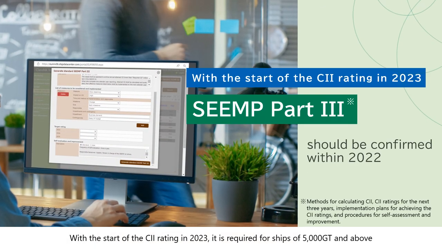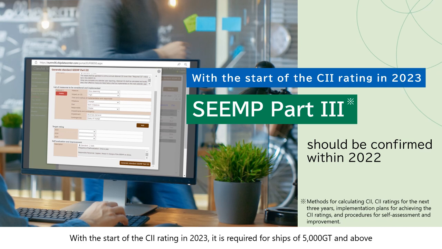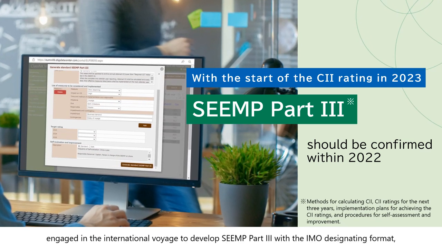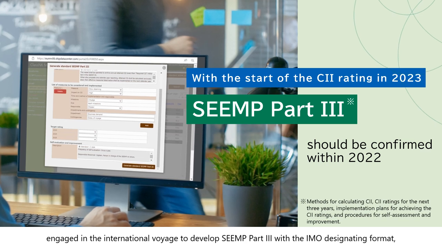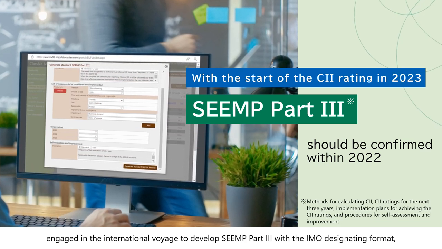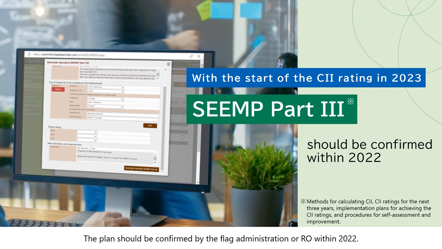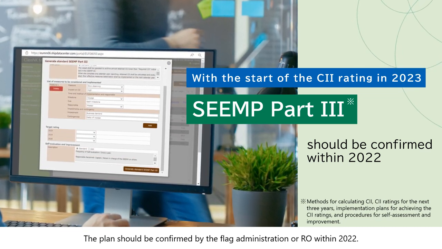With the start of the CII rating in 2023, ships of 5,000 GT and above engaged in international voyages are required to develop SEEMP Part III in the IMO designated format. The plan should be confirmed by the Flag Administration or RO within 2022.